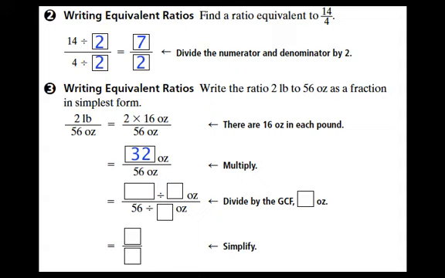Now we must simplify this by dividing both the top and the bottom by 8. 32 divided by 8 is 4. 56 divided by 8 is 7.